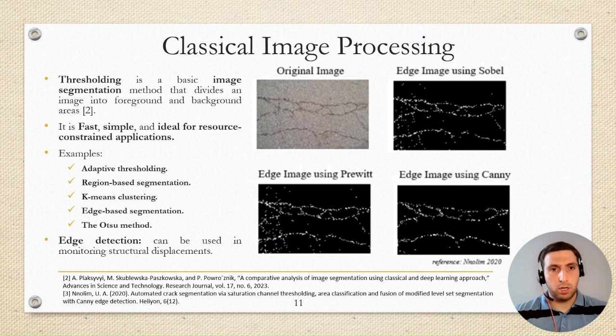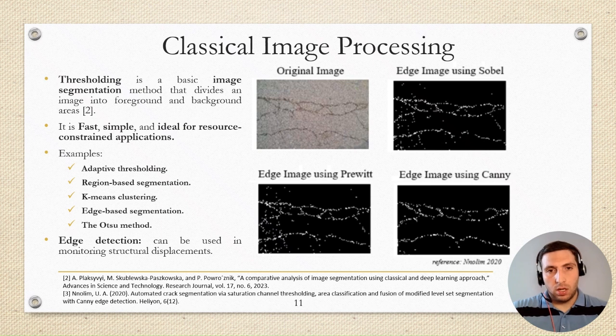Now we will talk about thresholding. Thresholding is a basic image processing method. It divides an image into foreground and background areas by analyzing pixel intensity values, such as damaged and undamaged areas. This method is fast, simple, and ideal for resource-constrained applications, but it relies heavily on image contrast. For example, adaptive thresholding improves results by adjusting the threshold locally to address these challenges.